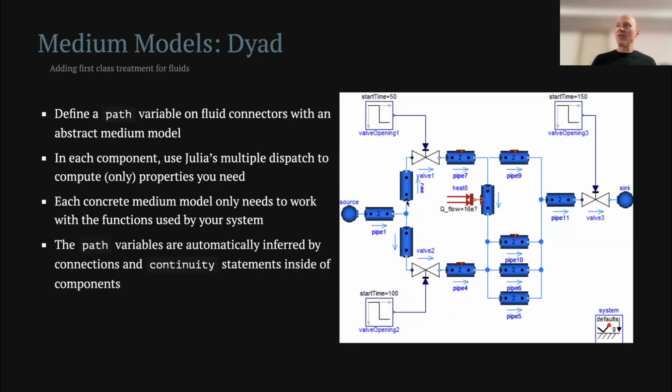And these path variables are automatically inferred via connections. So the idea is that if there's a path variable on here that says there's a particular medium associated with this connector, then we automatically can infer it's the same as this one and this one.